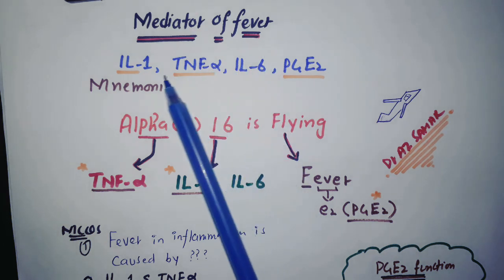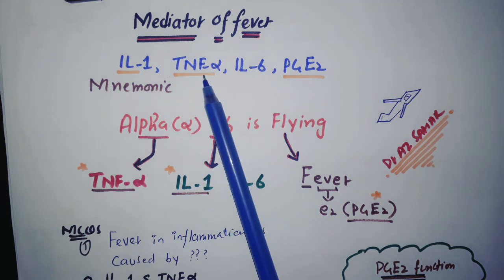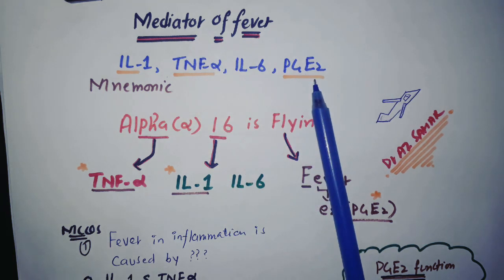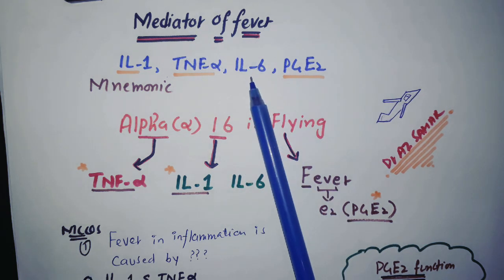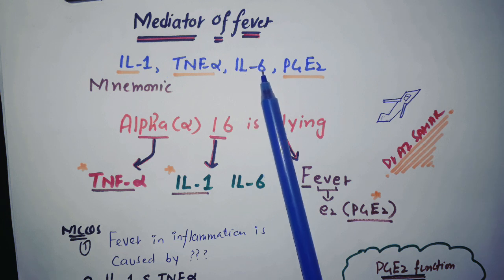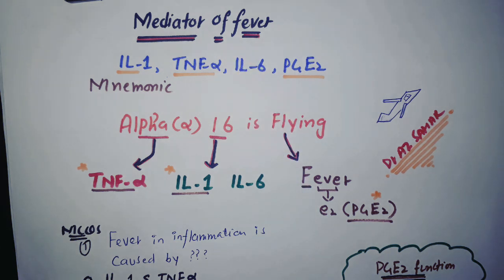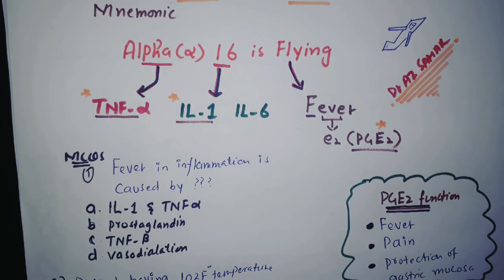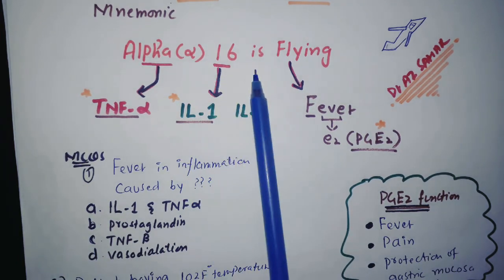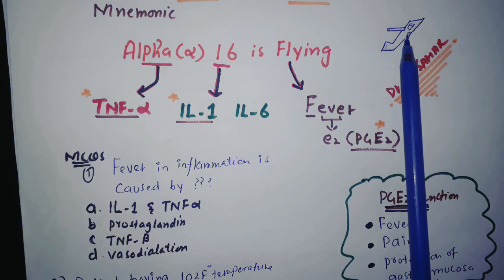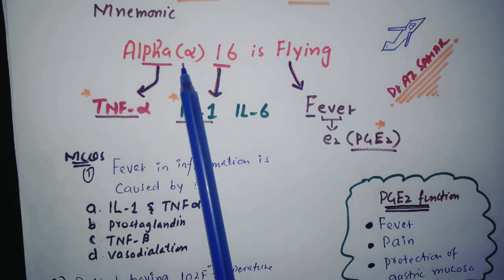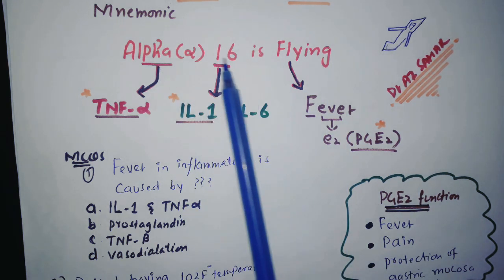Mediators of fever. The most important mediators of fever are interleukin 1, tumor necrotic factor alpha, and prostaglandin E2. But to some extent, some books also say that interleukin 6 is a mediator of fever. Now, I made a mnemonic: alpha 16 is flying. Just remember alpha 16 is flying.